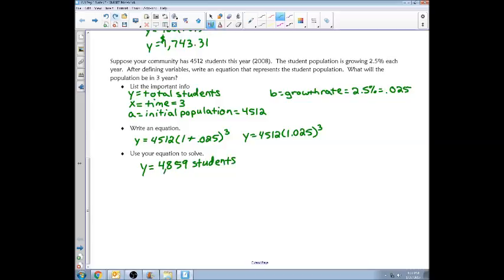Whenever you have a problem like this, you're going to round to the nearest whole number if it's population. If it's money, you're going to round to the nearest 2 decimal places. Okay? Let's go ahead and look at the back.